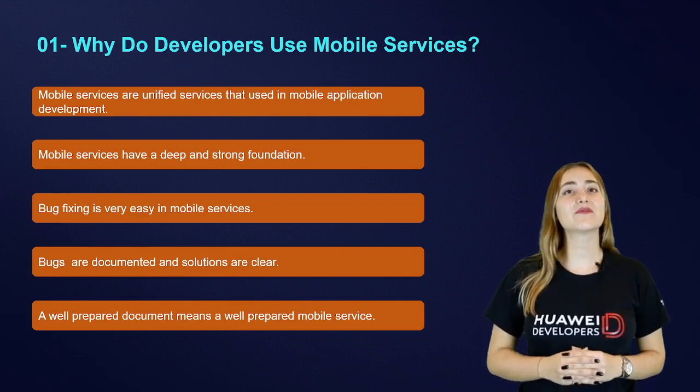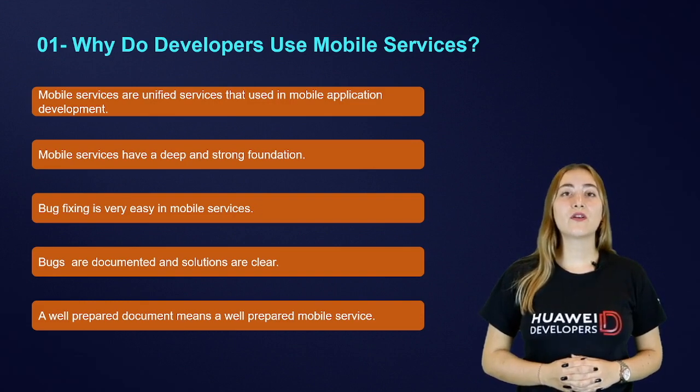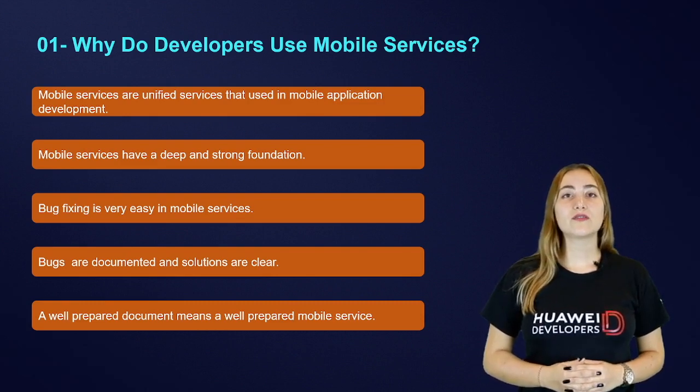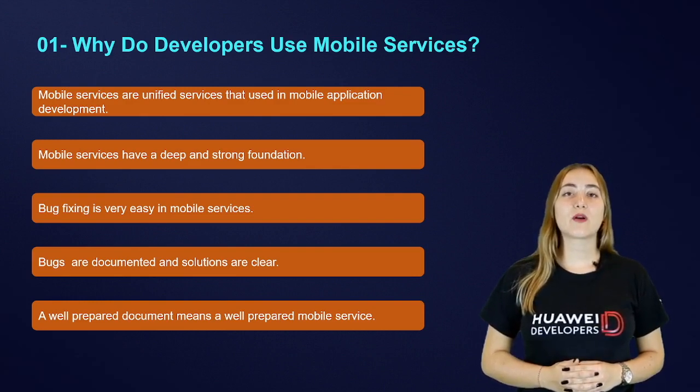Bug fixing is very easy in mobile services. Bugs are predetermined and coded for developers. No unexpected bugs will be encountered. Also, all errors are documented and solutions are clear. Mobile services documents contain all the integration steps and method descriptions. You can find out what to do when you encounter any problems in these documents. A well-prepared document means a well-prepared mobile service.